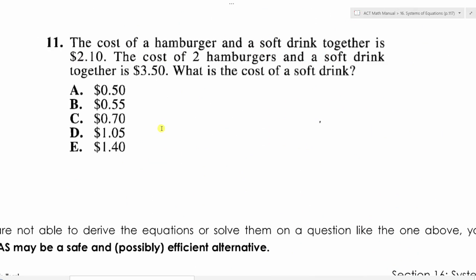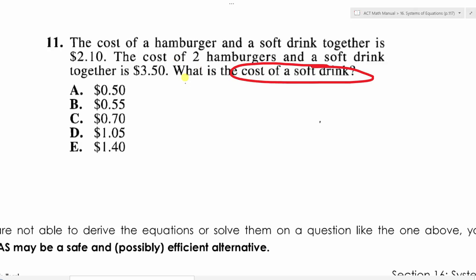Now, number 11, this is sort of what I was talking about when I said sometimes students don't even realize that they're facing a translational system of equations question. You can take a stab at this one on your own if you'd like. Pause the video. The cost of a hamburger and a soft drink together is $2.10. The cost of 2 hamburgers and a soft drink together is $3.50. They want the cost of a soft drink.